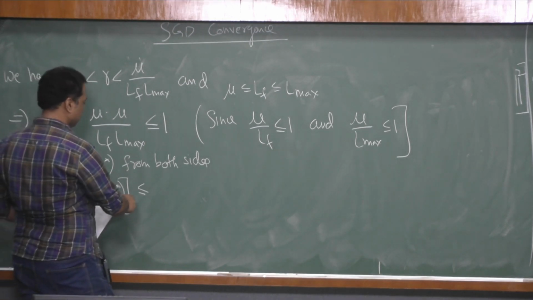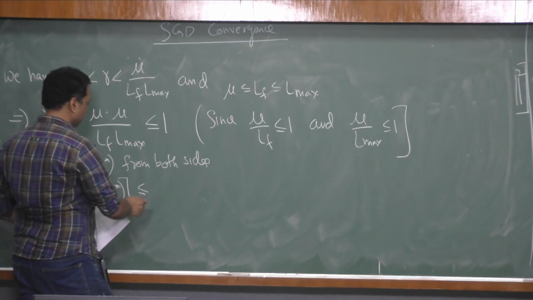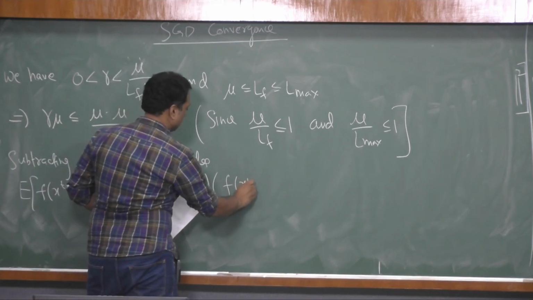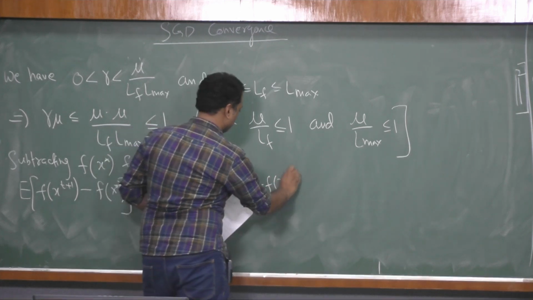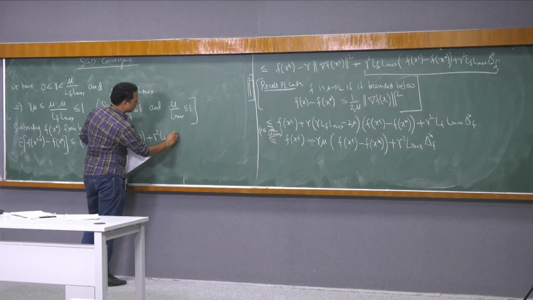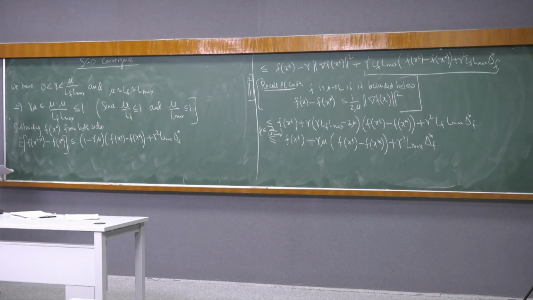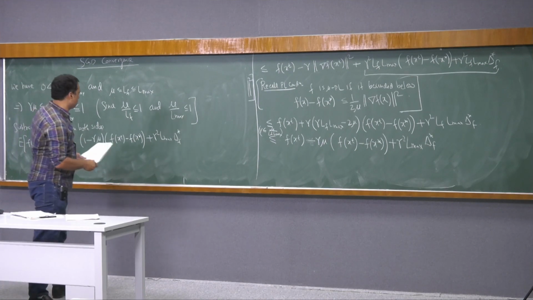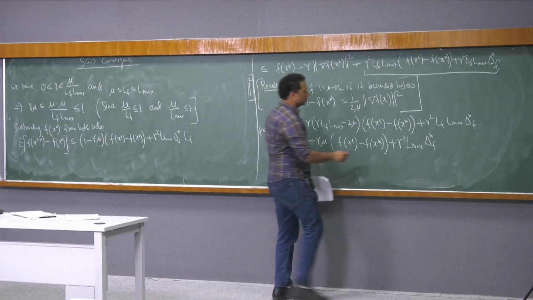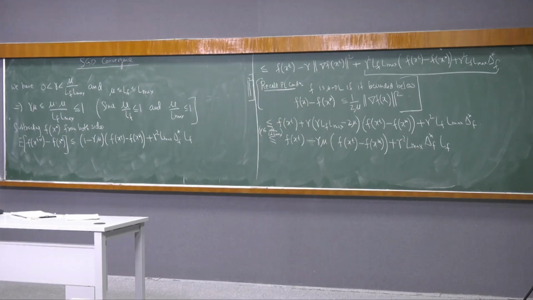Okay, so this is less than equal to 1 minus gamma mu and fx t minus fx star, and then plus the constant terms is gamma square L max delta f star. Where did I miss? Okay, we have missed the LF as well. So there is LF. So there also we have missed an LF term. And remember that in the theorem we have to go down to fx naught. So here we are supposed to bring fx naught.